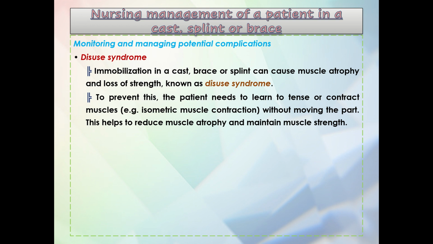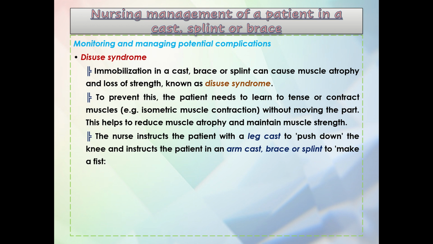Siyempre nga, di ba, ang goal natin is to immobilize the body part. So definitely, yung unaffected body part, pwede natin siyang pag-exercisein yung pasyente using isometric muscle contraction. So this helps to reduce muscle atrophy and maintain muscle strength. So the nurse instructs the patient with a leg cast, for example, to push down the knee and instructs the patient in an arm cast naman or brace or splint to make a fist.